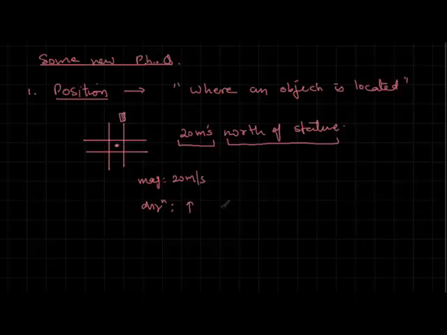Now can we say that the position of the house is just 20 meters from the statue? No, we cannot say that, because then that means this house can be anywhere on this circle. All these points on the circle are 20 meters from the statue. So in itself 20 meters is not enough to define the position of an object. We need a direction as well. So since we need both the magnitude and the direction, we can say position is a vector quantity.